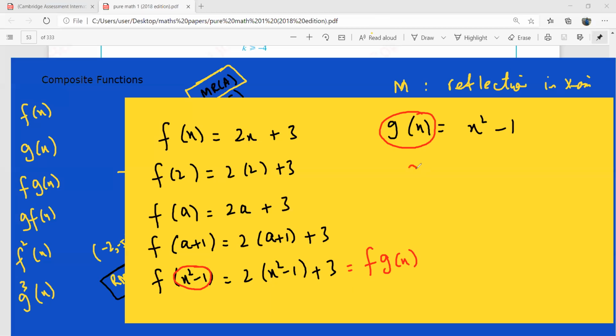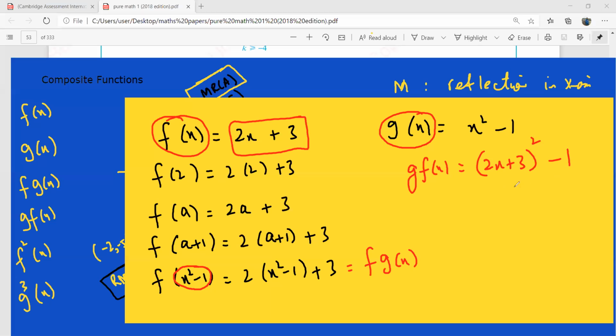Suppose you have to write gf of x. How would you do that? Yes, sir, 2x plus 3 whole square minus 1. Exactly. Because now this x will be replaced with this 2x plus 3, which is your f of x. So this would be 2x plus 3 whole square and then minus 1. This is 2x plus 3 whole square minus 1. Okay? Now let's take another example, or maybe we can take questions from the book.